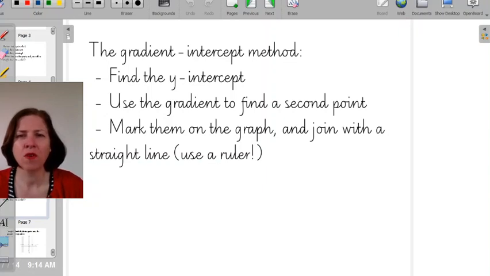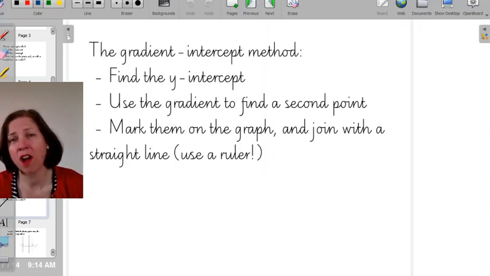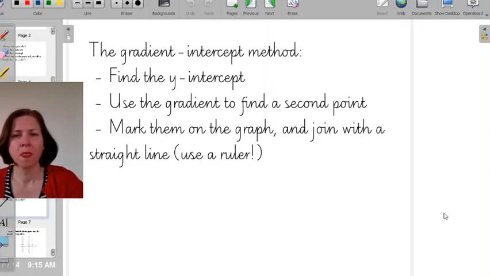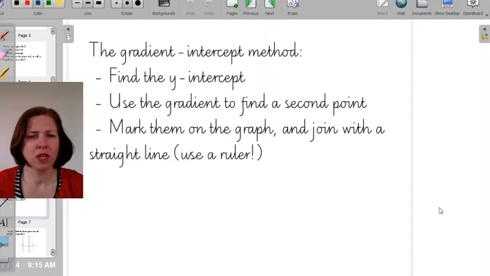So when we use the gradient-intercept method, basically there are three steps just like the last time. First we find the y-intercept, then we use what we know about the gradient, the rise and the run, to find a second point, and we mark that on the graph, and then as usual we just join them with a line. So let's get started with an example.